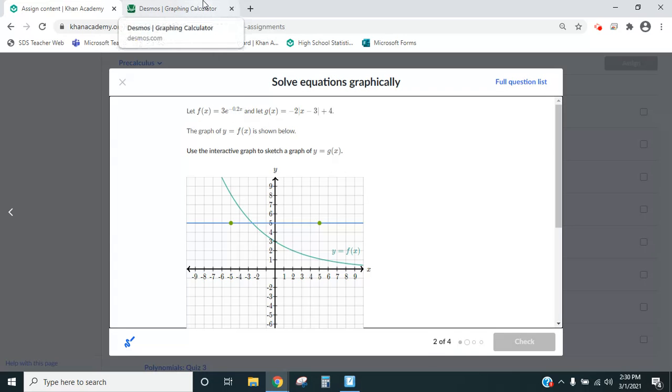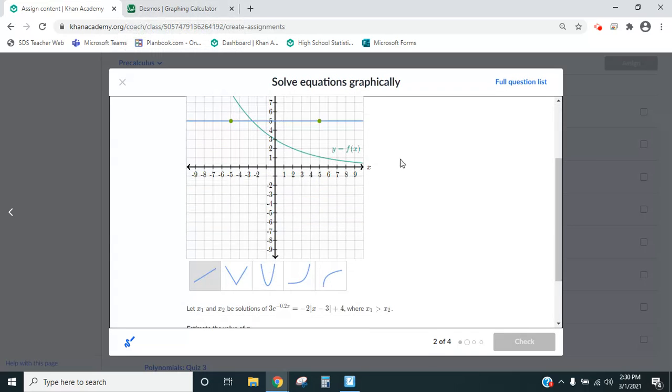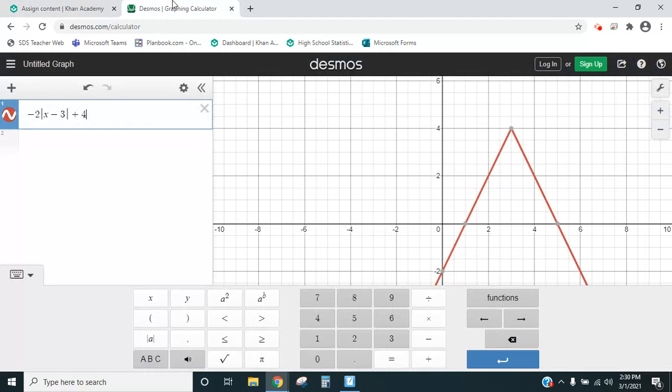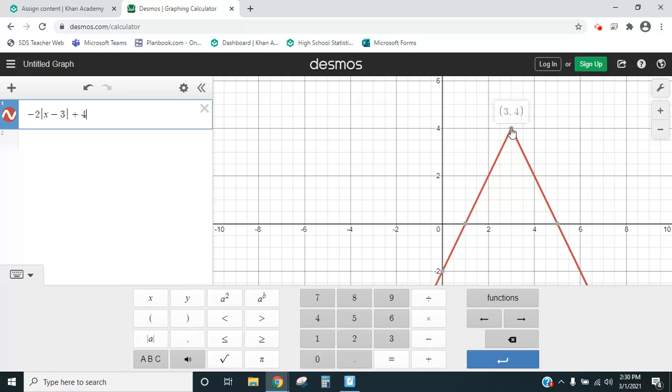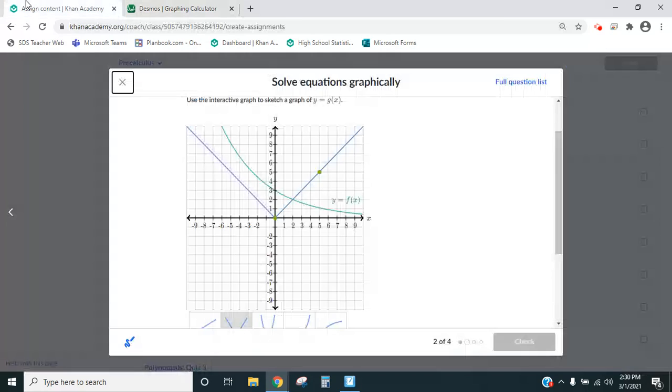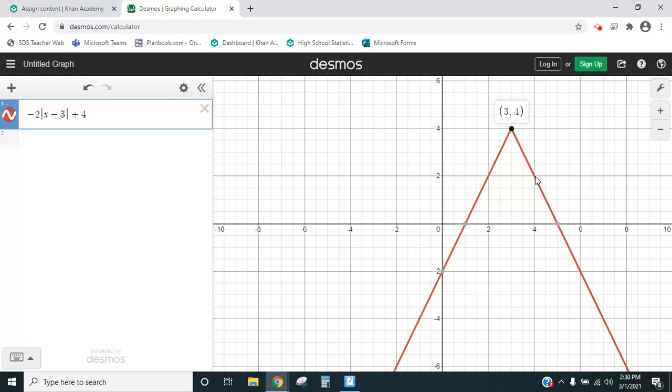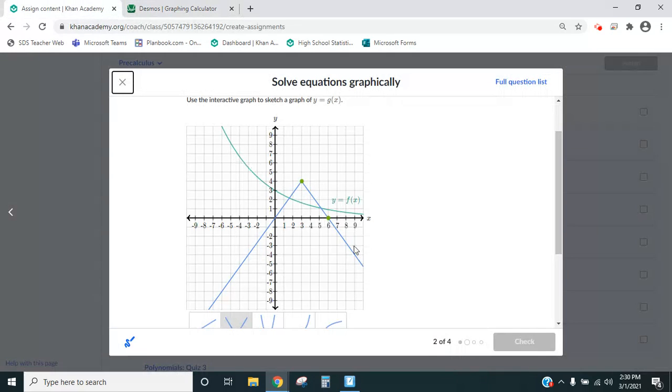Now, I'm also going to graph this on Desmos. Well, no, I guess you can if you want. You really don't have to. But anyway, I noticed it's a V-shaped graph, right? And it's upside down. I notice it has a point at 3, 4, and it's the vertex. So I'm going to drag this to 3, 4, and move this appropriately. The next points that I see appear to be at 5, 0 and 1, 0. So I could drag that wherever.